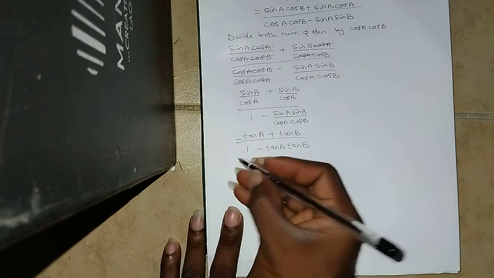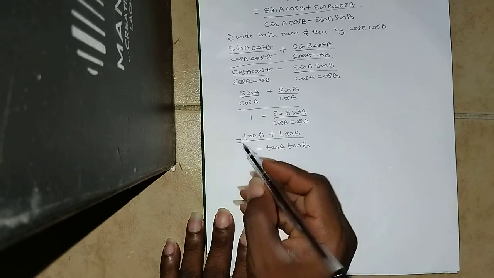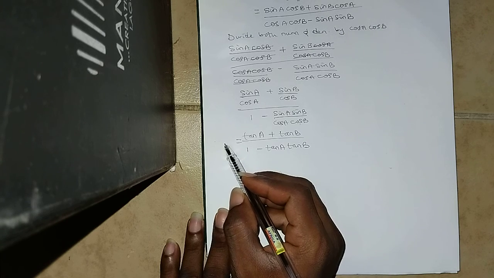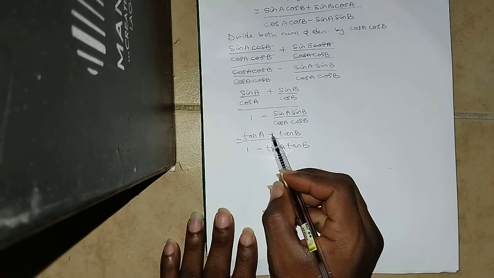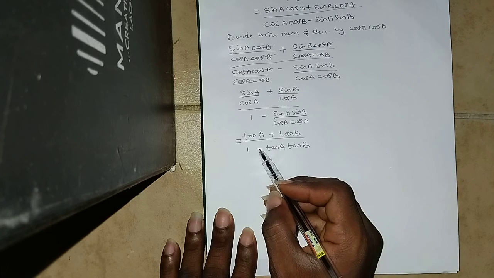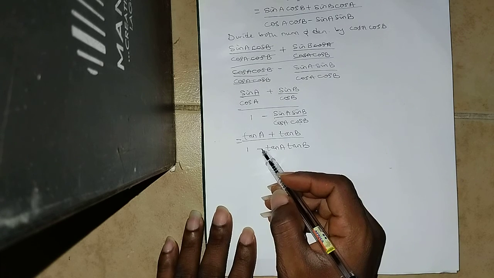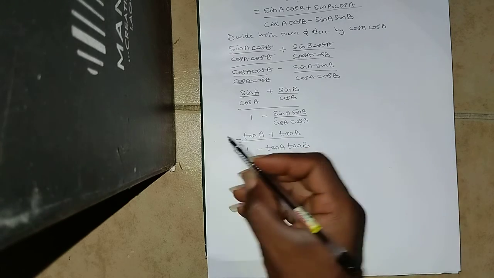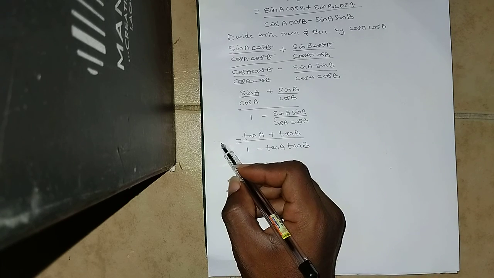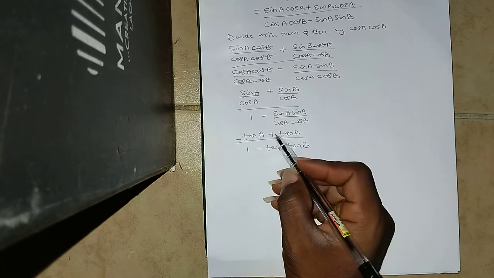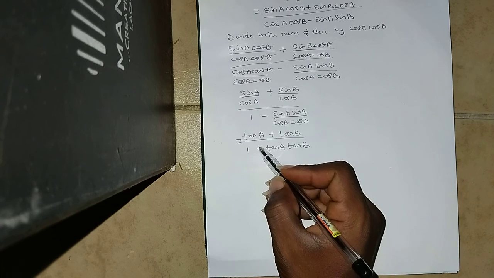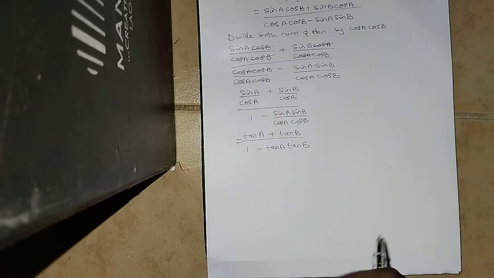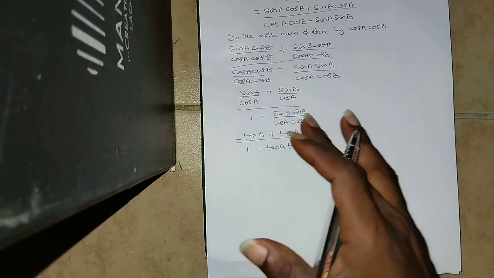Now note that for tan(A + B), if it is tan A plus tan B, this upper one will be a plus, and this one here will be a minus. But if this is a minus, this one here will be a minus, and this one here will be a plus. So that's how we run that. So with that, we have been able to prove how to go about compound angles.